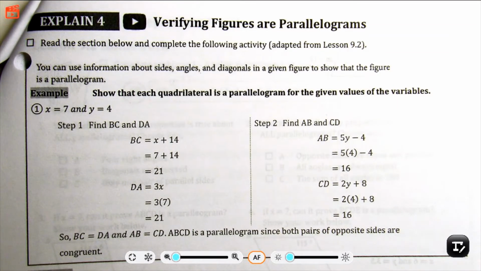So in this next part of lesson 9.2, we're going to verify if figures are parallelograms. They give us an example that's already completed for us. However, there is a typo in that they don't give us the parallelogram figure that they're supposed to give us. So we're just going to skip these examples, and then we're going to create our own examples on the Your Turn problems at the bottom of page 23.